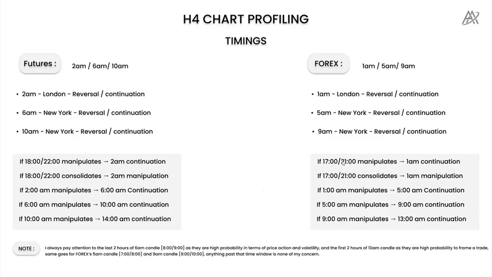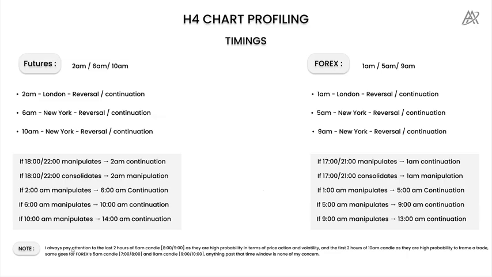These two represent the Asia session, right? So if they manipulate, then I will consider 1 a.m. to be a continuation. If these two candles consolidate, then I want 1 a.m. to give me that reversal, to give me that manipulation, to frame the 5 a.m. continuation. Same as that, if the 5 a.m. candle manipulates, then I want the 9 a.m. candle to be a continuation. You can see these previous candles are the trigger for the next candle, for what we can expect from it, right?